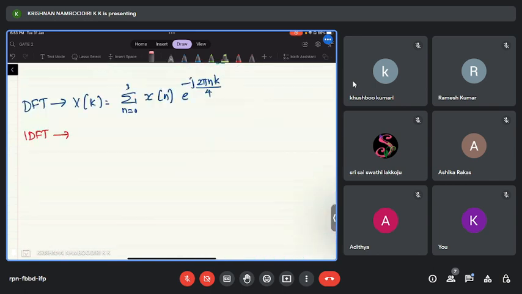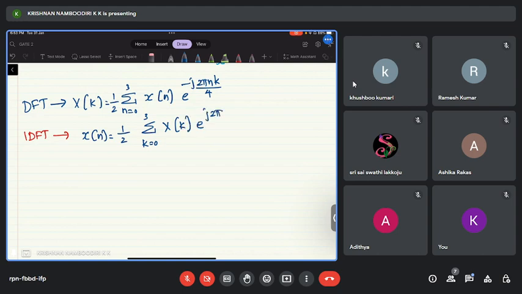So this 1 by root n, that means 1 by root 4 in this case, so 1 by 2 will come outside. So this IDFT will also have a similar 1 by root n outside: summation k equal to 0 to 3 x of k e power j 2 pi n k divided by 4. Clear? So this is the definition of DFT and IDFT, with this 1 by root n, or in this case 1 by 2, that is usually accommodated in different ways.